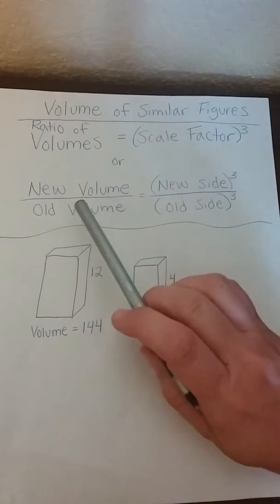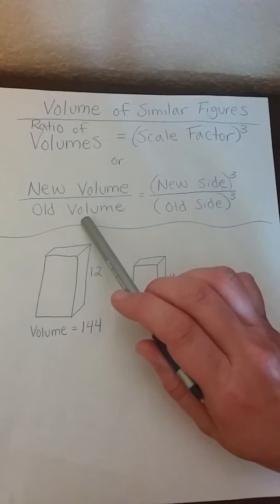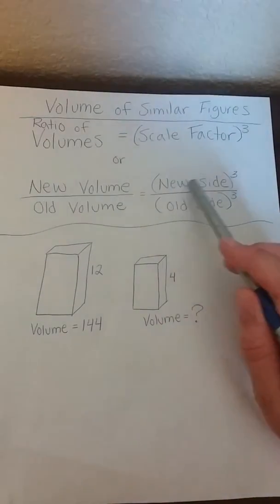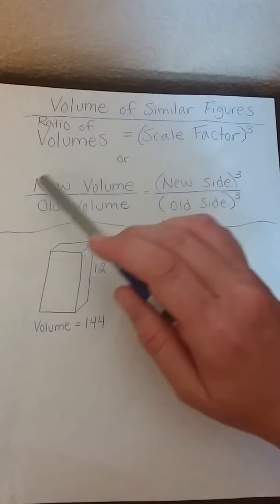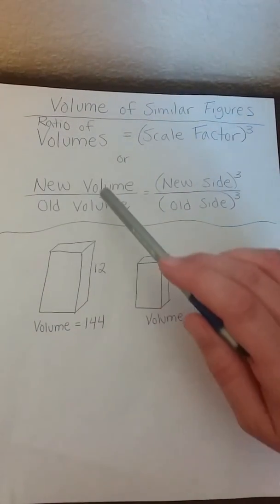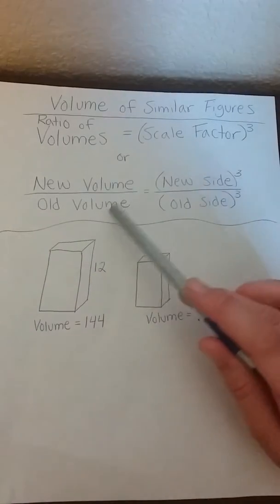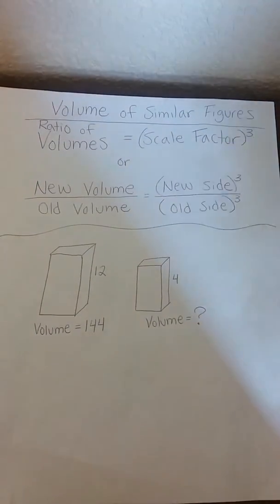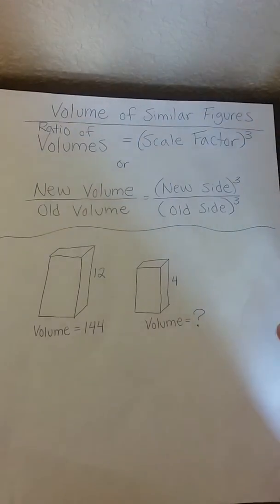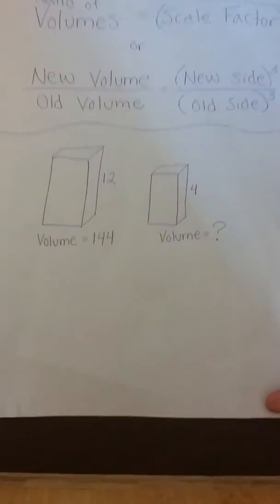Or you could think of this as the new volume over the old volume equals the new side cubed over the old side cubed. We don't actually cube the volumes, but because we're dealing with volume, we have to cube our scale factor or cube our sides. So let's see this in action. Let's look at an example.